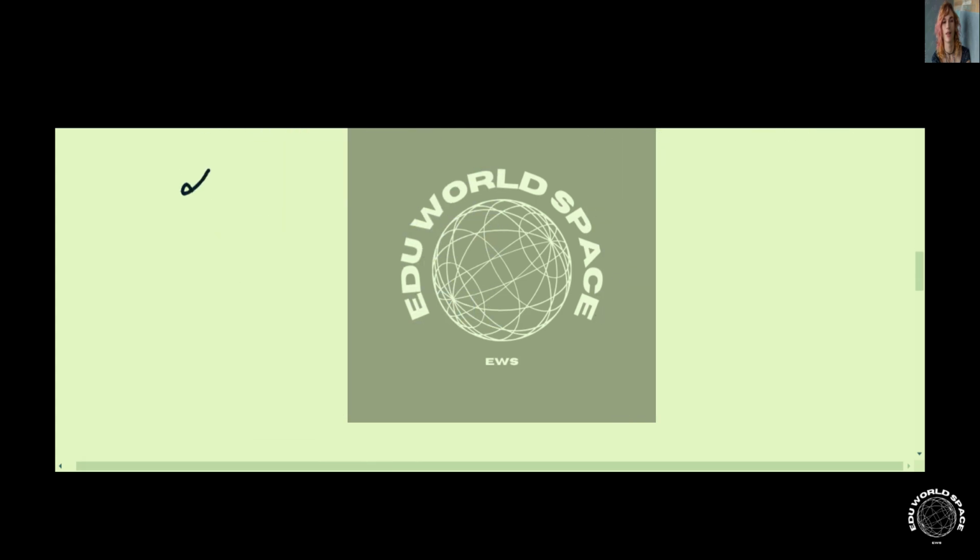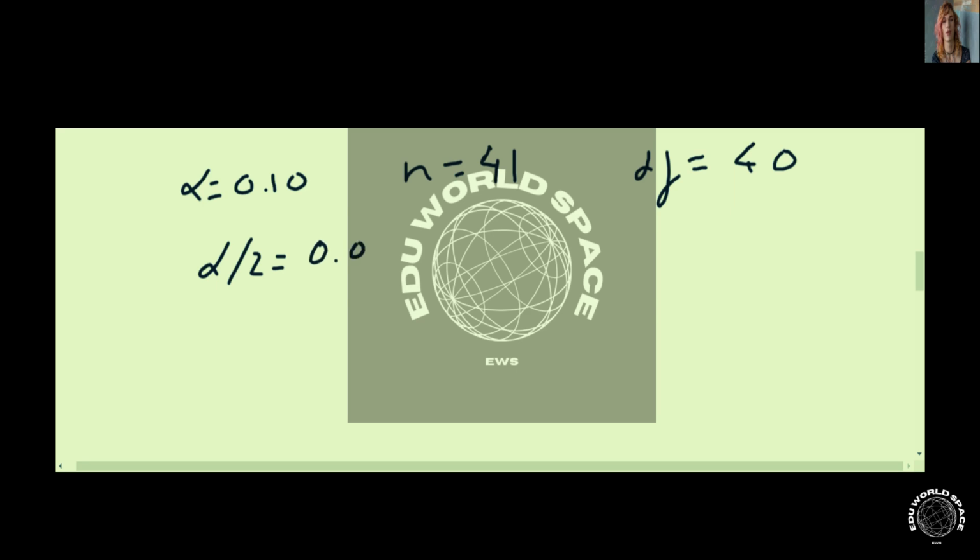For part E, alpha is 0.1. The sample size is 41. Thus, the degrees of freedom becomes 41 minus 1, which is 40. Alpha by 2 here is 0.1 divided by 2, which would be 0.05. 1 minus alpha by 2 here would be 0.95.